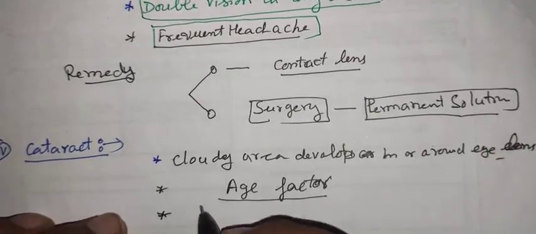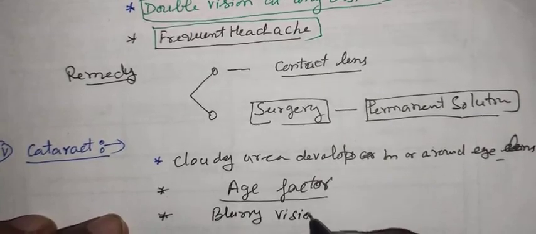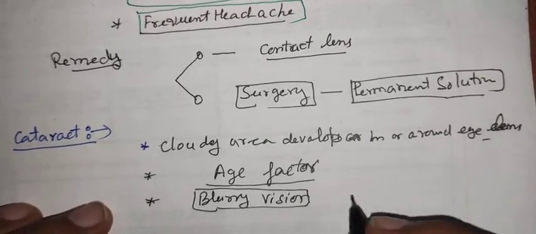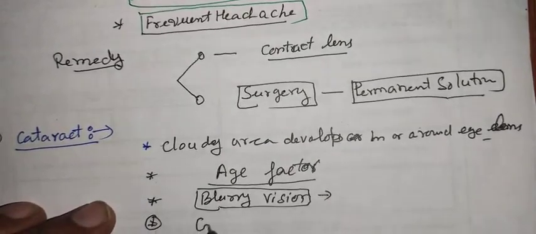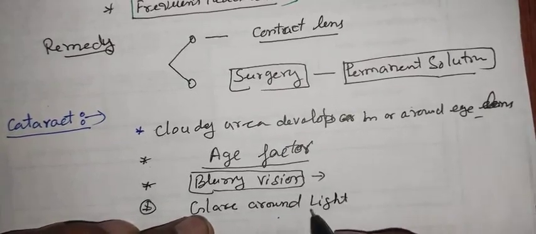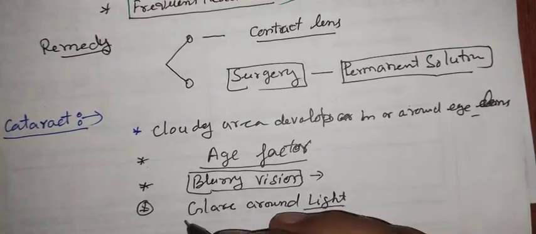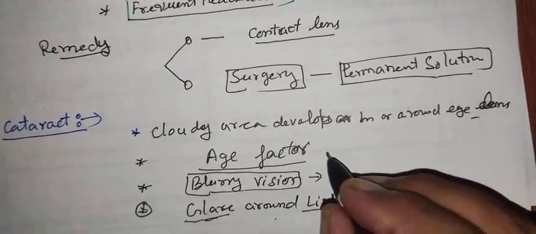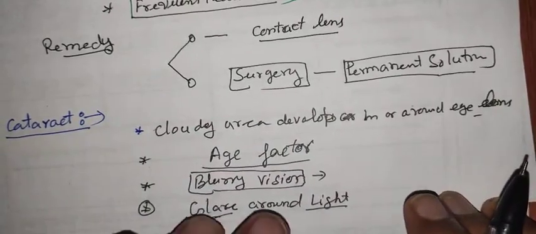In this, the vision is blurry, not clear, and it is very difficult to see objects. Not only blurry vision, but the person suffering from this also feels glare around light. In light on a roadside or anywhere, the light reaching the eye produces glare. In that condition, it is difficult to see the object in front. So this is called cataract, or motia bind.